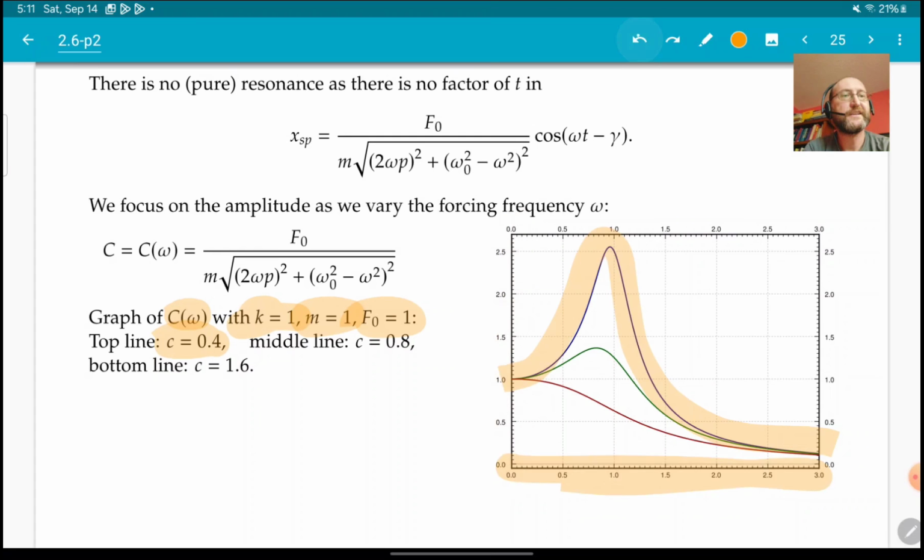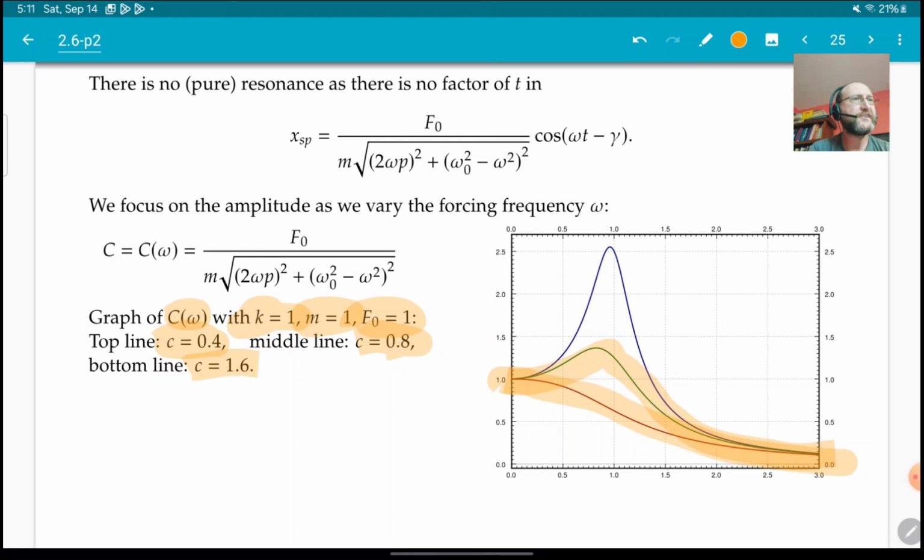Let me erase some of these. So 0.8, I get this. It's the same sort of behavior, but a little less pronounced. And then at 1.6, I noticed that it's basically not there. I mean, omega being 0 is kind of nonsense, or it's just a non-oscillating force. It's 0 frequency, so it's just pushing, right? I mean, if this omega is 0, right?